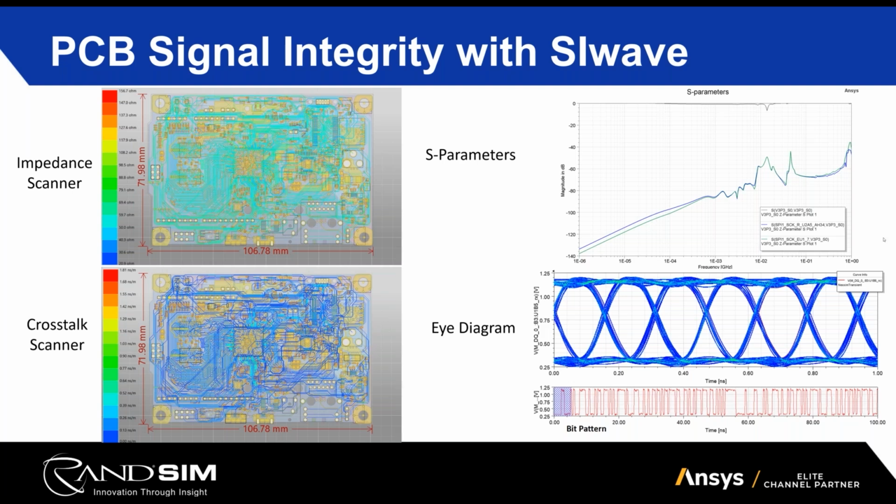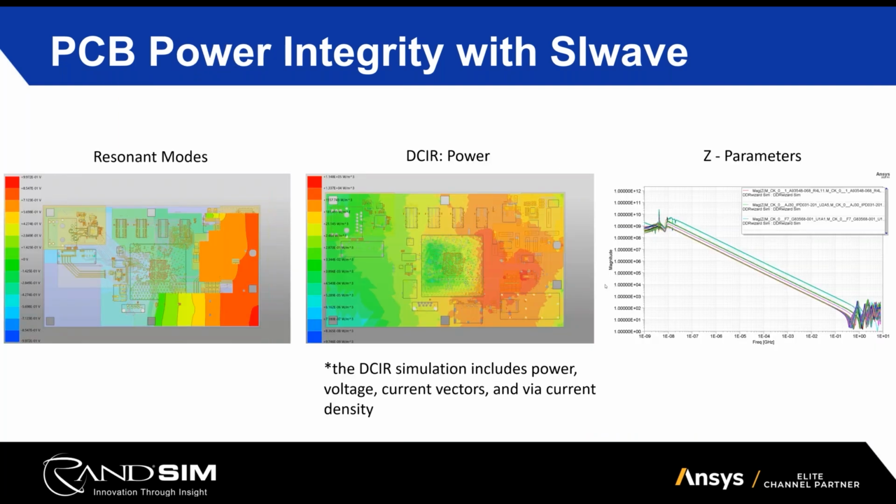We also can run an eye diagram analysis with SI Wave. This is going to give us our channel compliance. This is going to help us to determine the cause of data rate related failures like lost data packets or bit errors. There are three key things that we can do within SI Wave.